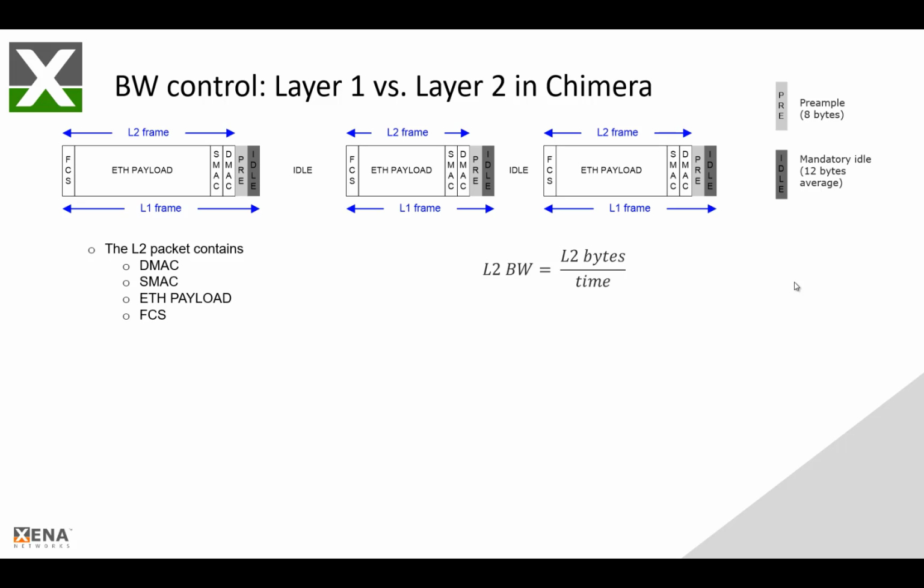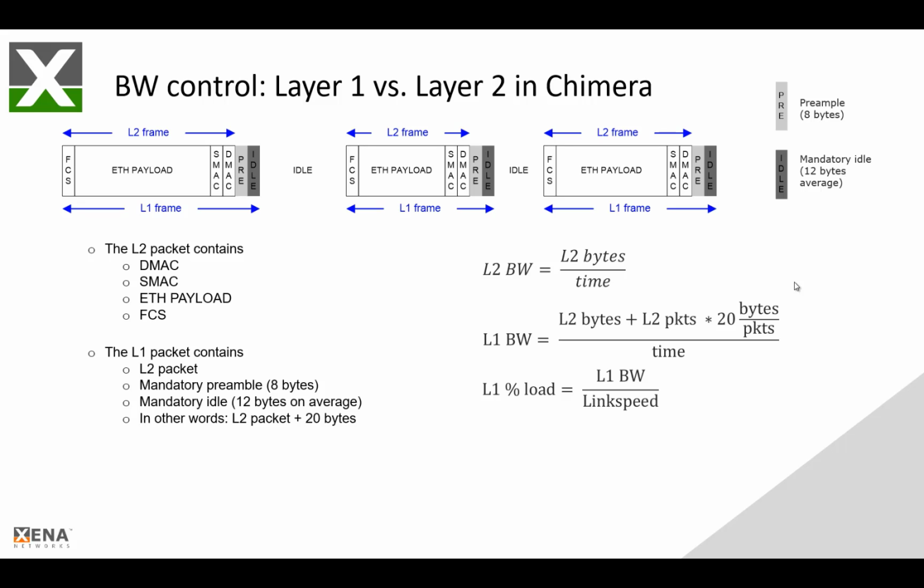We can calculate the Layer 2 bandwidth of the link by dividing the number of L2 bytes sent by the transmission time. This will tell us about the Layer 2 information sent, but it will not tell us the exact link utilization because it will depend on the Ethernet packet size.